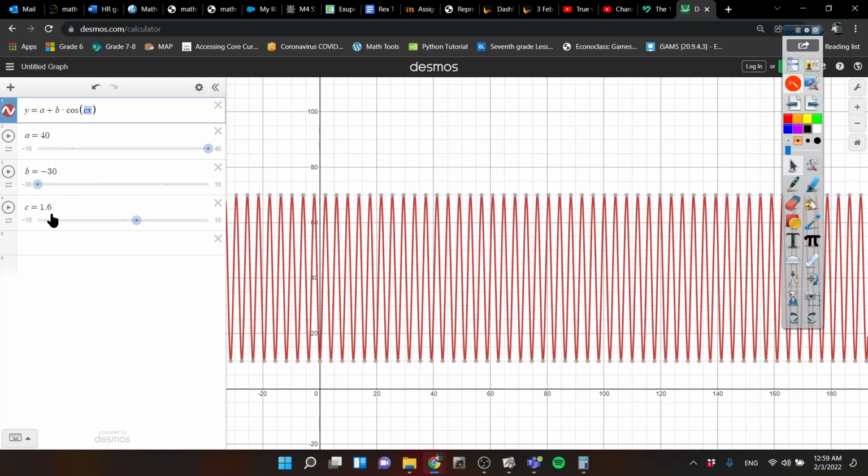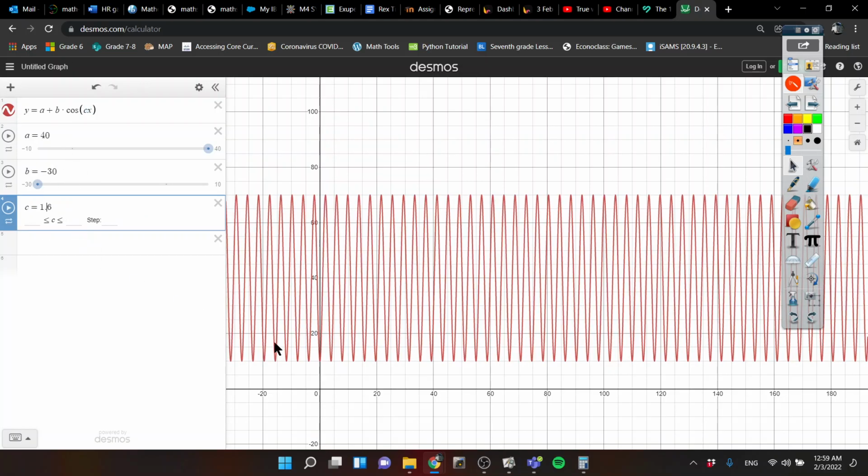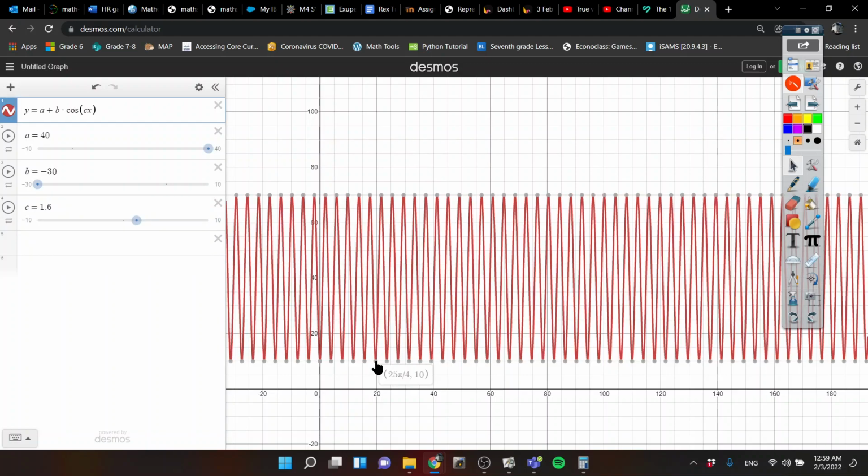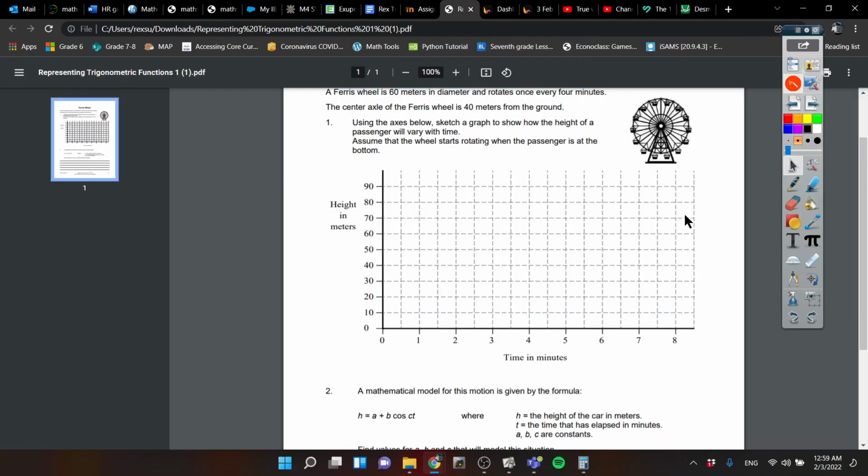I'll just use these values for now, but I'd like to note that this 1.6 is close to perfect. It's not exactly perfect, because I would want the 5th time to be exactly at 20. And it looks like it's not quite at 20. Yeah, 25 pi over 4 is going to be close to 20, but not exactly on. So anyway, I'll use these values for now. So it was 40, negative 30, 1.6. So for this equation down here, I would have h equals 40, negative 30 times cosine, and if you use something like 1.6t, I'm great with that for now.